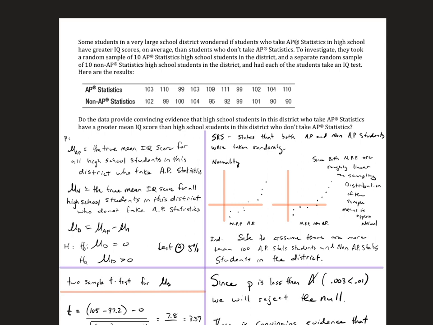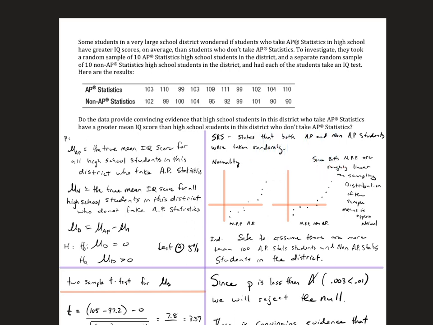So let's take a look at this example. It says some students in a very large district wondered if students who took AP statistics in high school have greater IQ scores on average than students who don't take AP statistics. To investigate, they took a random sample of 10 AP statistics high school students in the district and a separate random sample of 10 non-AP statistics high school students in the district, and had each of the students take an IQ test. And here are the results. Do the data provide convincing evidence that high school students in this district who take AP statistics have a greater mean score than high school students in this district who don't?